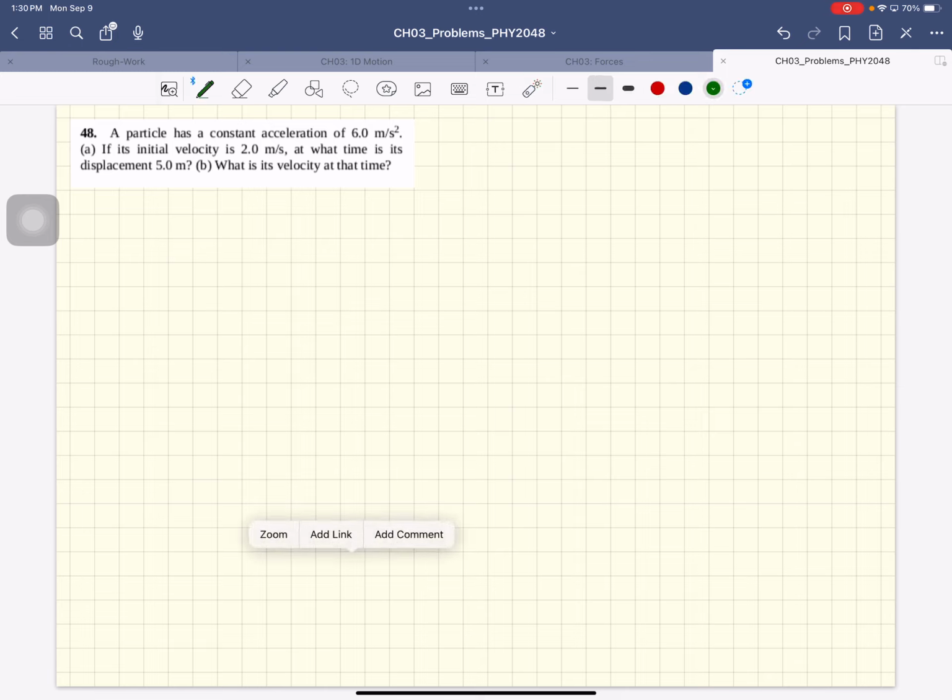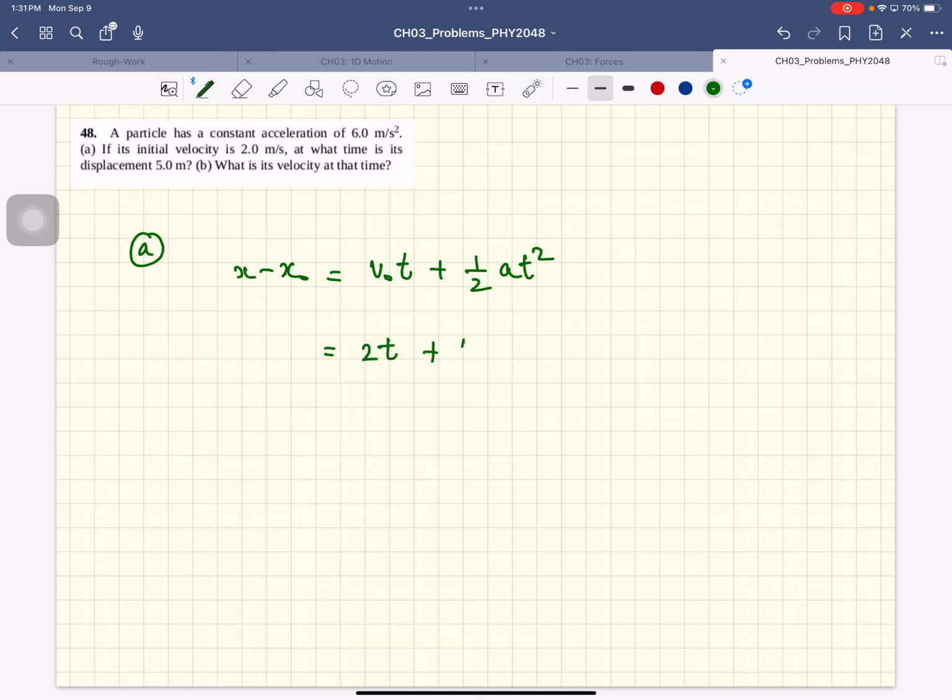All right, we'll do one part on this one. A particle has a constant acceleration of 6 meters per second squared. If its initial velocity is 2 meters per second, at what time is its displacement 5 meters? So x minus x naught, that's the displacement, equals v naught t plus 1/2 a t squared. So you want this to be displacement, initial velocity is 2, and now I'm not going to write units, we are always working in SI units, 3t squared, and you want this to be 5 meters.